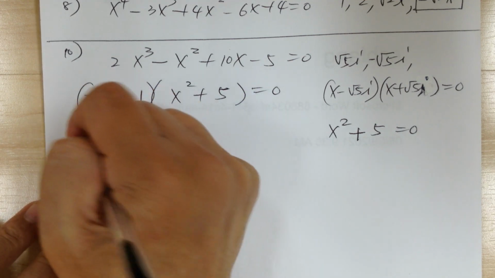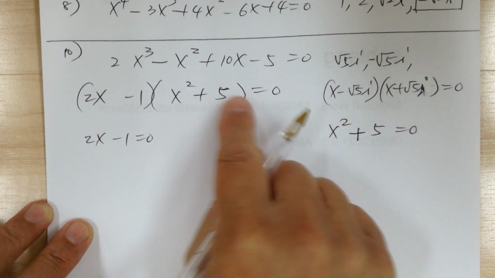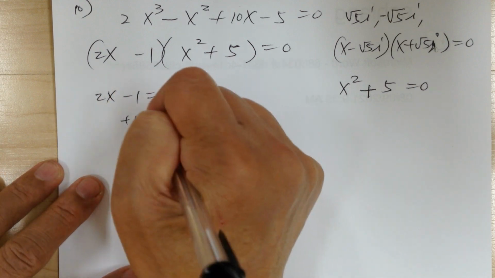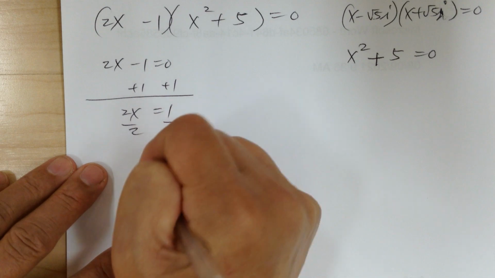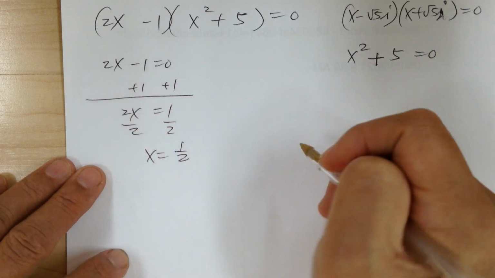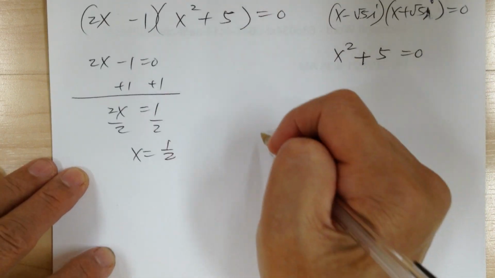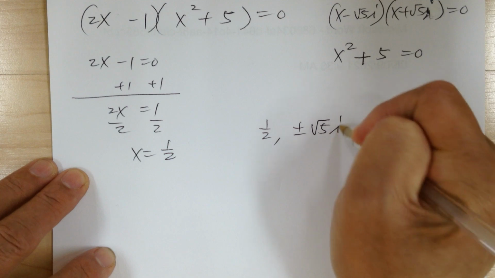Okay? So you set it equal to 0. We don't have to worry about this part because this part is from here. If you set it equal to 0, you're going to get those 2 answers. So from here, you add 1 on each side. So you got 2x equal to 1, divide by 2, divide by 2. So x equals 1/2. So this equation, the 3 answers would be 1/2, and you're going to get plus or minus square root of 5i.